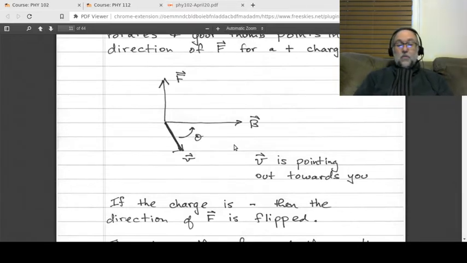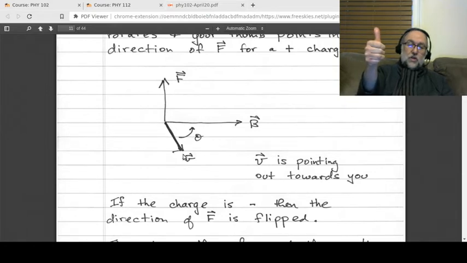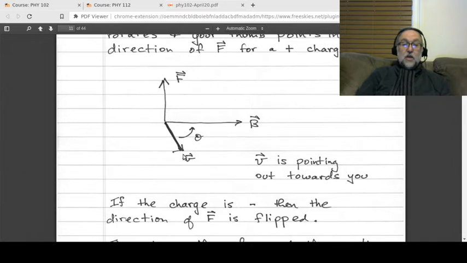So there it is, for a positive charge. Once again, start from V, rotate it towards B, point your fingers in the direction of the rotation, and your thumb will point in the direction of the force. If it's a positive charge, that's the direction of the force. If it's a negative charge, then you've got to do one other thing: you've got to change the direction, so it would be in the opposite direction.